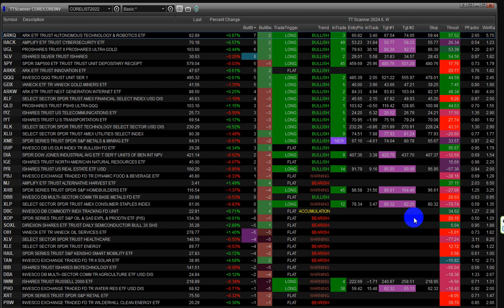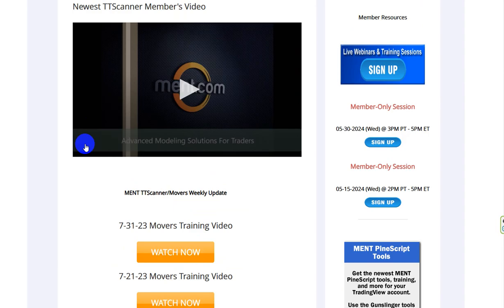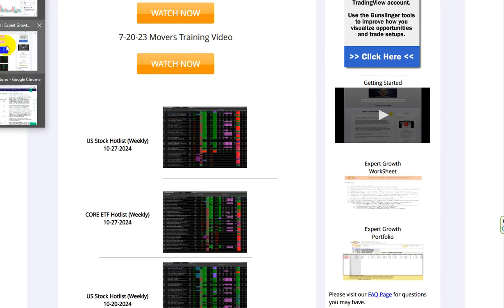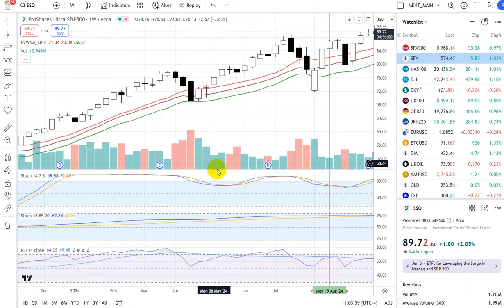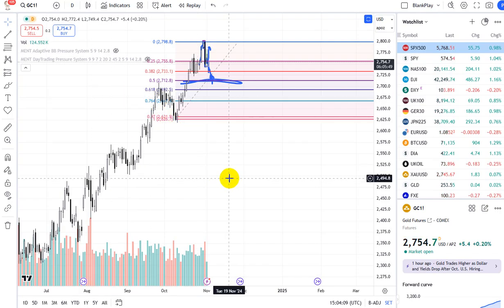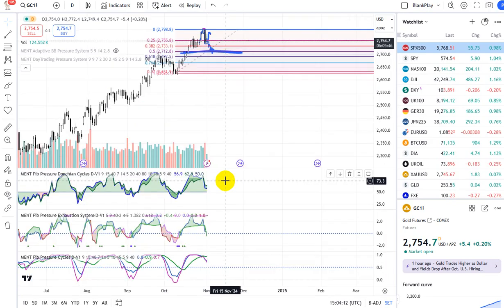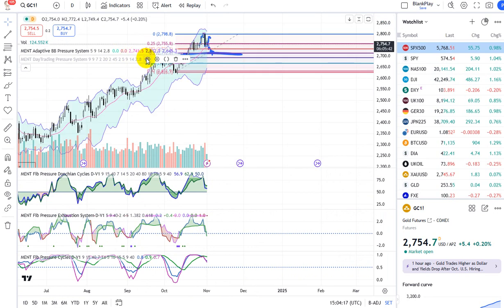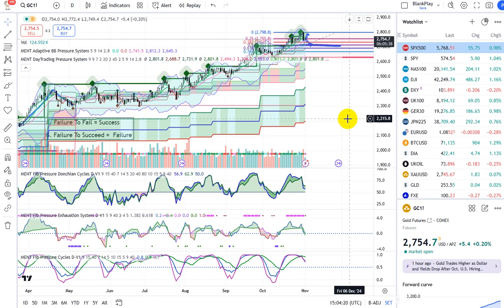So you get the idea, right? Hopefully this video helps. Again, it's a matter of learning from experience, but when you use the TT scanner and you combine it with the expert growth, which are right here. Nope, right here. When you combine it with the, let me correct this, the gunslinger tools, you can do very, very well. It's just a matter of learning what's taking place in the market and what you're looking for.